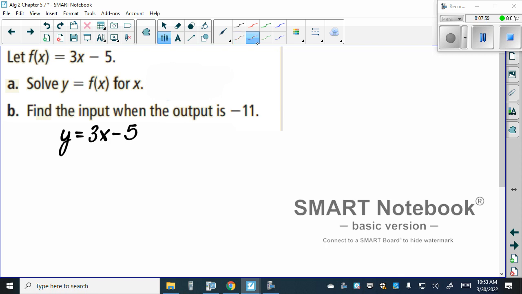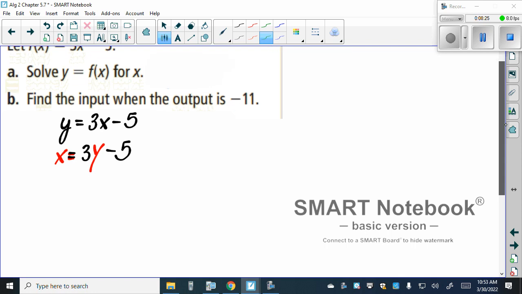Now what's our next step in finding the inverse? Switch x and y. So x and y switch would tell us that x is equal to 3y minus 5, because we've flipped the x and y. We've switched the input and output. Now we need to get y by itself. So what can we do next?